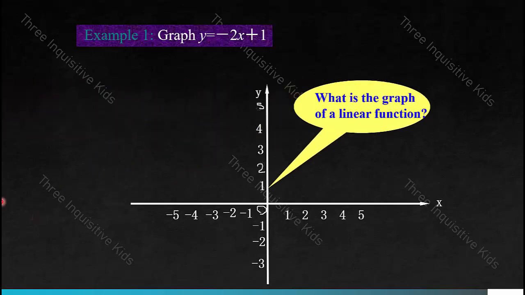What would the graph of a linear function look like? Well, we start with the function y = -2x + 1. And then the first step is to create a table. And then we plot the points and connect them.